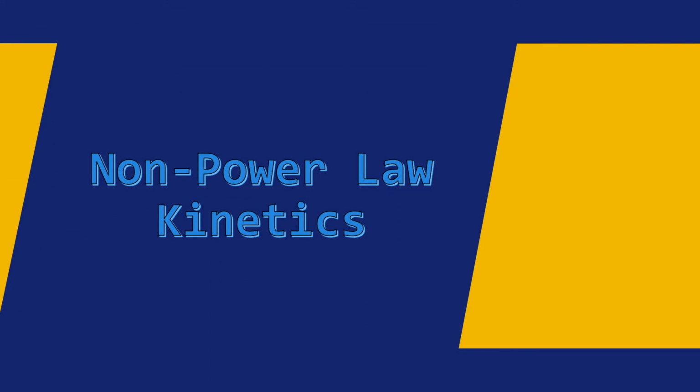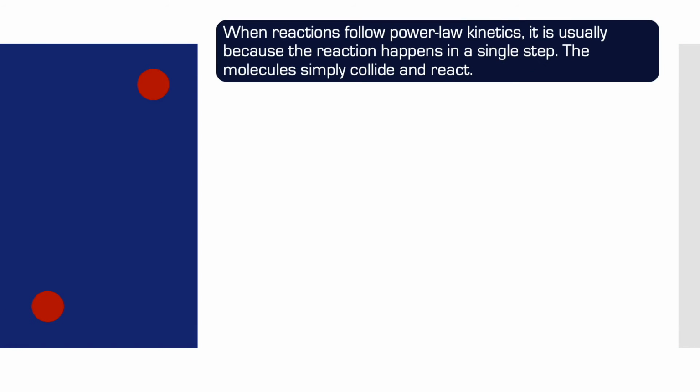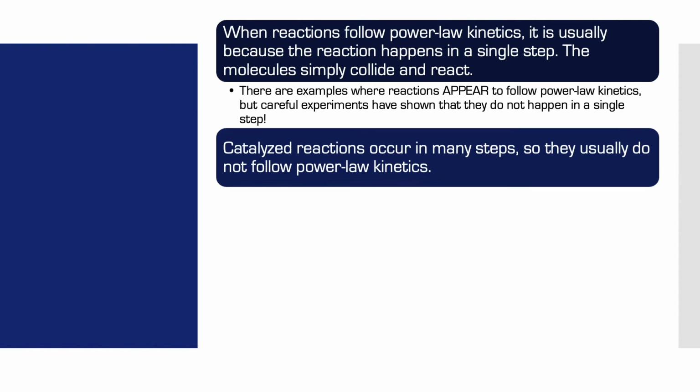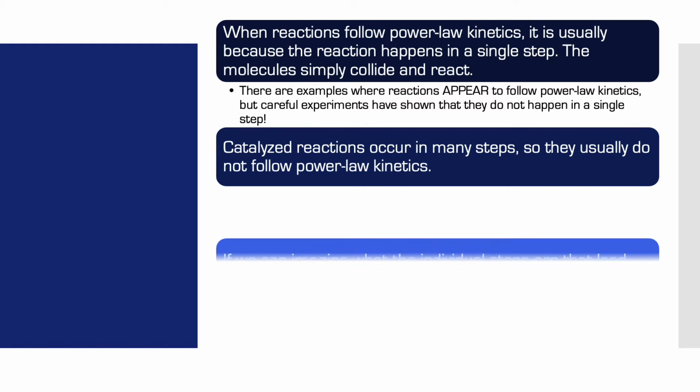Non-power law kinetics. When reactions follow power law kinetics, it is usually because the reactions happen in a single step. The molecules simply collide and react. There are examples where reactions appear to follow power law kinetics, but careful experiments have shown that they do not happen in a single step. Catalyzed reactions occur in many steps, so they usually do not follow power law kinetics.